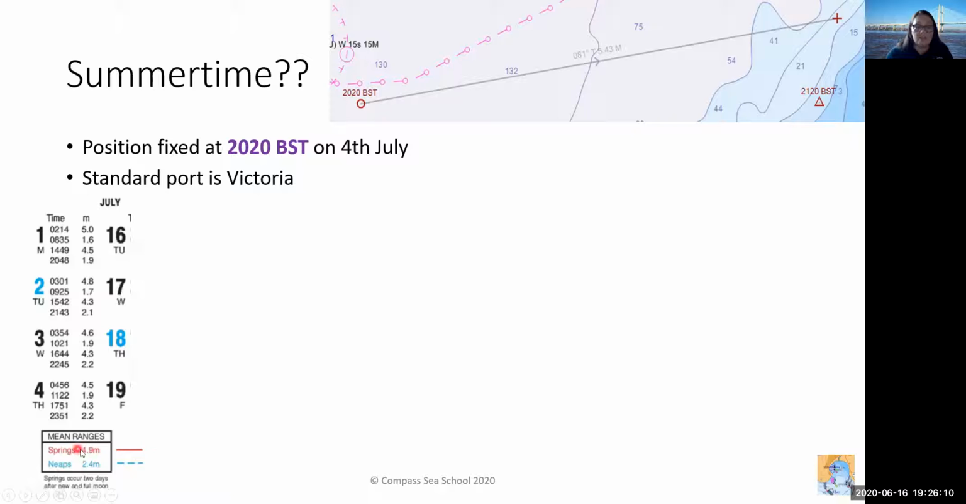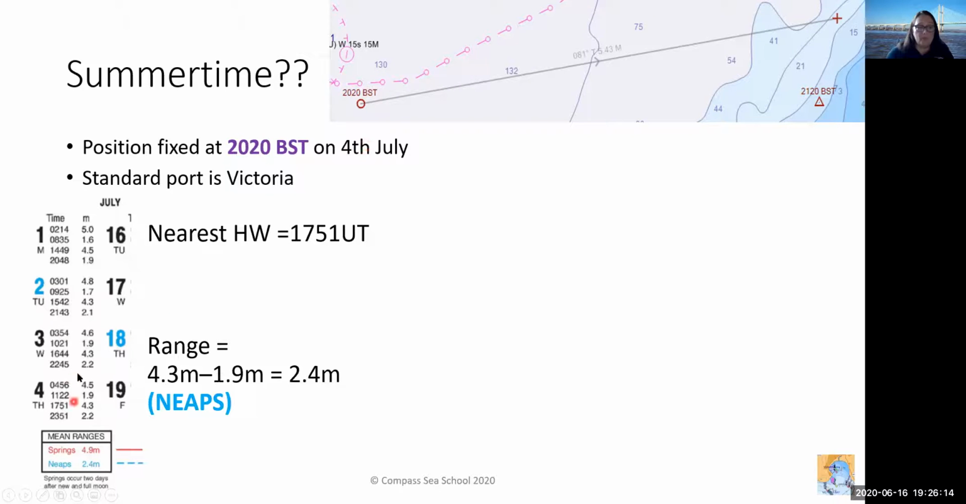So the ranges are still the same. We're still in Victoria. So I'm going to say, well, it's the 4th of July. Here's the 4th of July. I can put my circle around the 4th of July, and I say my nearest high water to this time when my boat is playing out at 2020 is going to be 1751. There's my high water there.